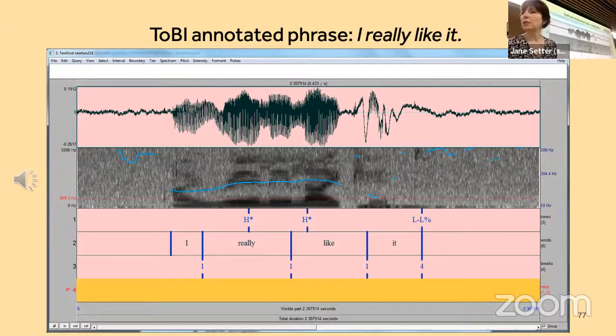So just using Praat there. I really like it. And we can see that we've got one of these fun Praat anomalies over there, but probably because it's very noisy, the background's quite noisy. We can see the F0 goes, I really like it. And then we've got the ToBI labeling there. And then we've got the boundaries going on underneath. So that's what it looks like, really.